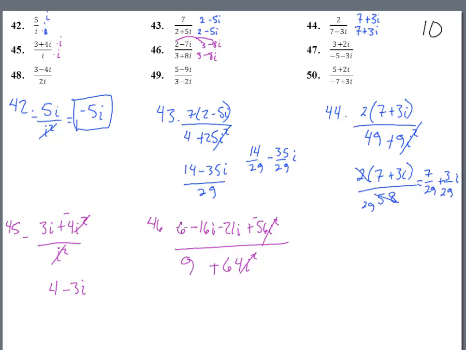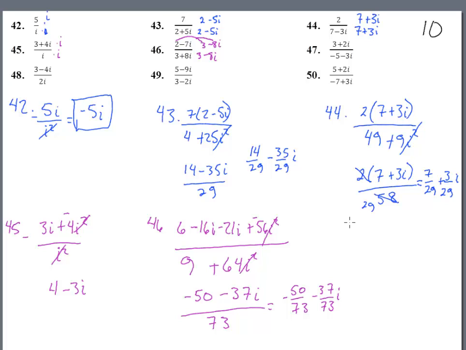Now i squared makes that a negative, and we'll make that a positive. So we will get 6 minus 56, that's a negative 50, minus 37i all over 9 plus 64 is 73. In standard form, that'd be negative 50 over 73 minus 37 over 73i.